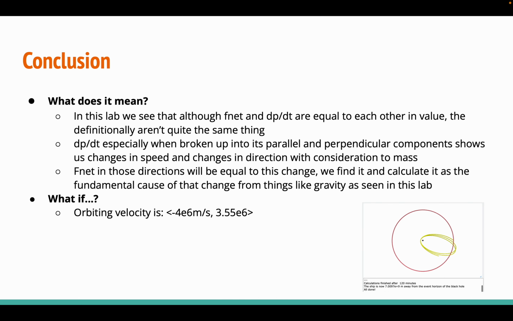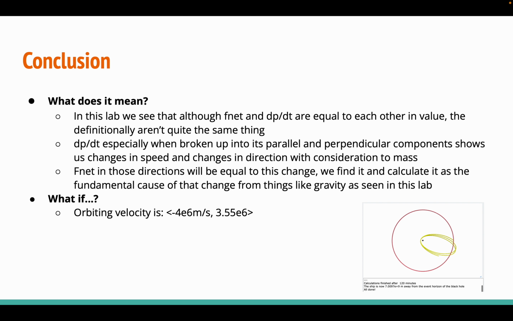And for the conclusion, we can see even though F net and dp over dt are equal to each other in value, they aren't technically the same thing definitionally, where dp over dt is change in momentum, with a parallel component showing us change in speed, and perpendicular component giving us a change in direction, helping it turn in a circle instead of just shooting in one direction. And F net is the forces that are causing this change, like gravity that we've looked at earlier, where gravity is causing it to orbit around the black hole.